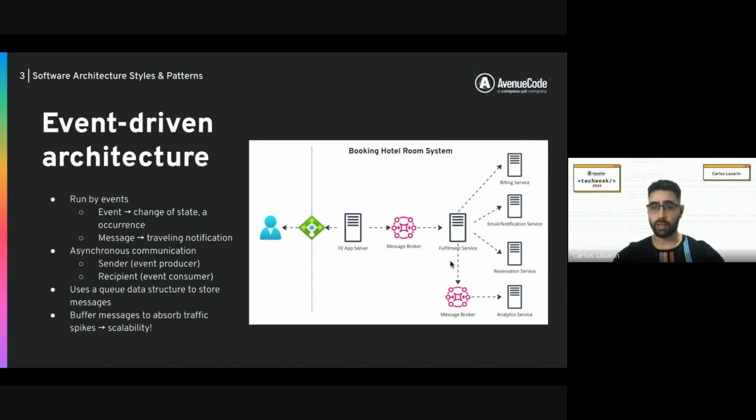Let's say you have a hotel room booking system. The users can come here and book a room, right? And they don't need to wait until the request completes. So the front end application is going to publish a new message to a RabbitMQ or a Kafka server. Then we have this fulfillment service that's going to consume those messages. And then it can call the billing service, the reservation service, and later the notification service that's going to notify the user that the operation was successful, right?